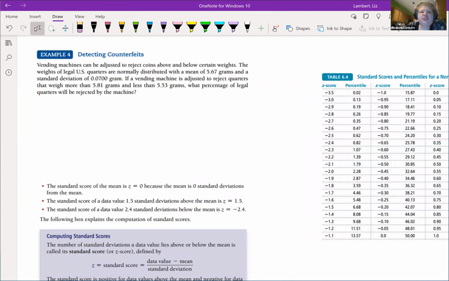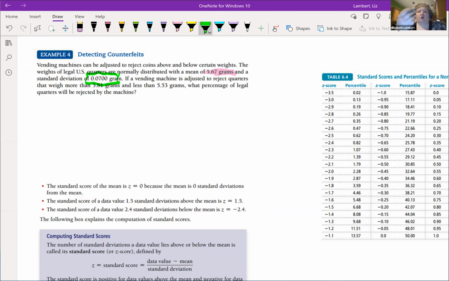Vending machines can be adjusted to reject coins above and below certain weights. The weights of legal US quarters are normally distributed with a mean of 5.67 grams and a standard deviation of 0.070 of a gram. The extra zero means they're that precise, so we could say it's 70 thousandths. If a vending machine is adjusted to reject quarters that weigh more than 5.81 and less than 5.53, what percentage of legal quarters will be rejected by the machine?